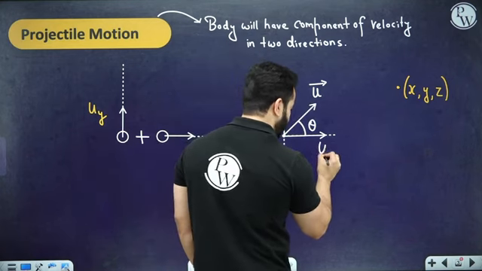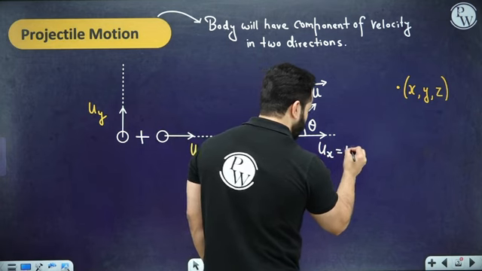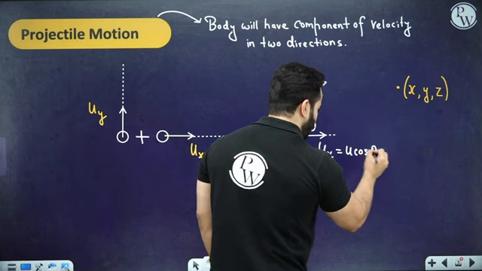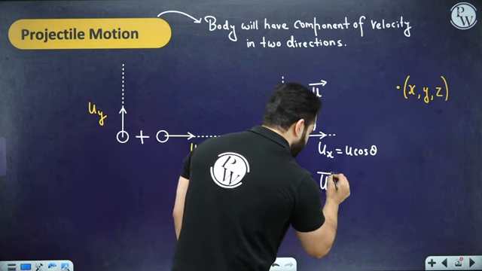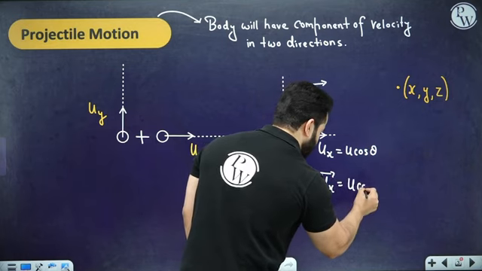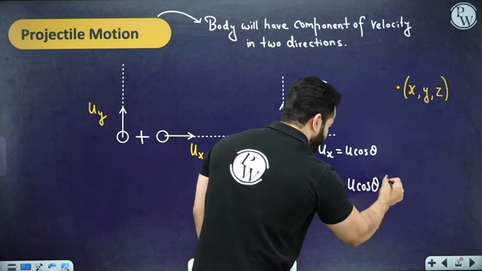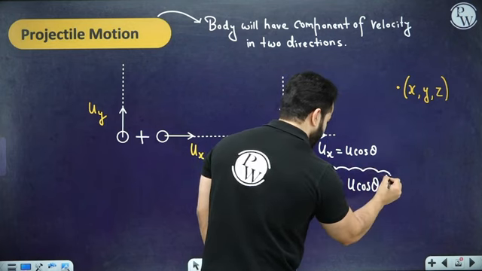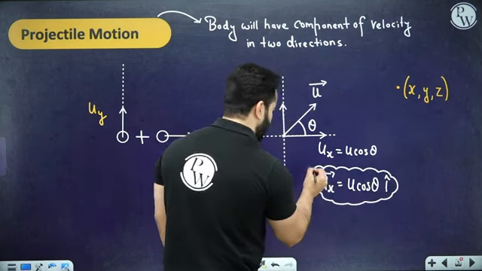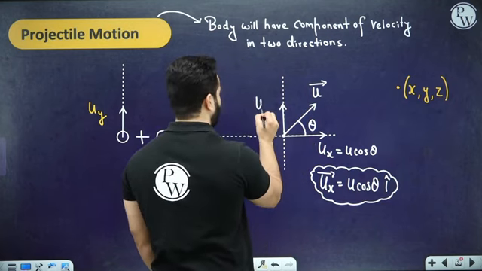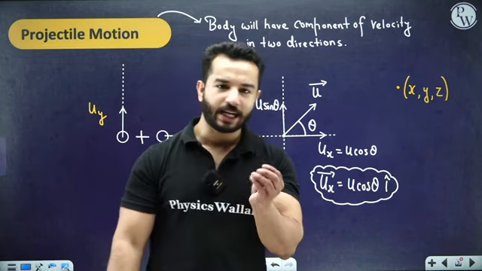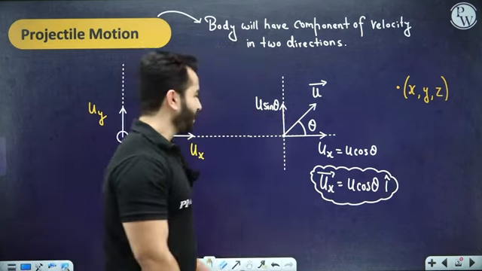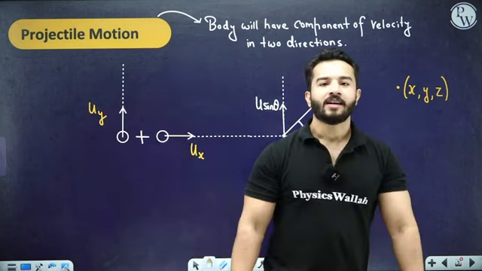So I'm going to call this ux, and this is going to be u cos theta. If you want to write it in vector form, you are going to write ux is equal to u cos theta i cap, and similarly this will be written as u sin theta along the y-axis, written as u sin theta j cap. Hopefully everything is clear till here.